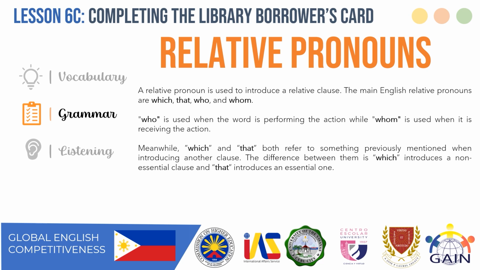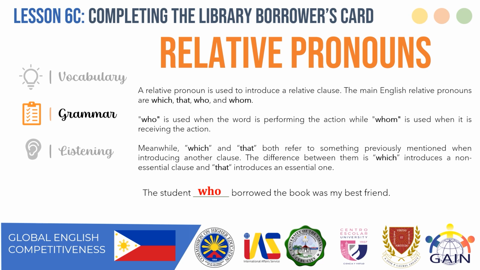The difference between them is which introduces a non-essential clause, meaning the sentence can still survive even without that, and that introduces an essential one. Here's an example. The student blank borrowed the book was my best friend. What is the correct relative pronoun to use? The answer is who. The student who borrowed the book was my best friend.